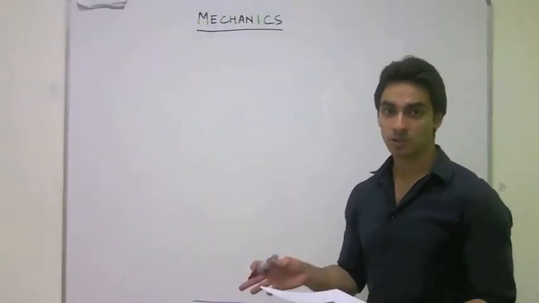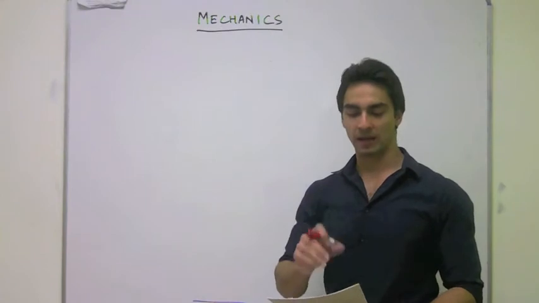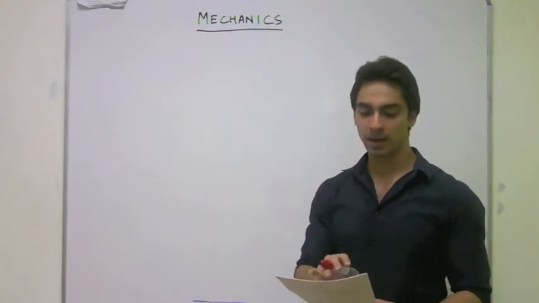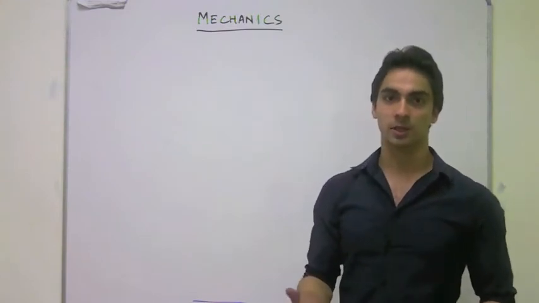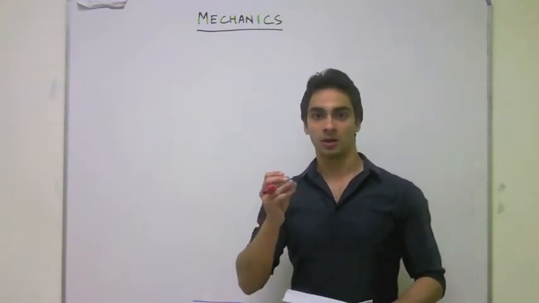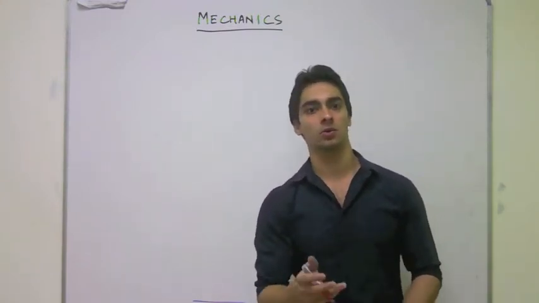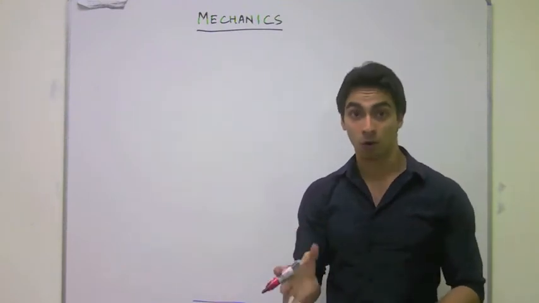Alright, chapter 2 is mechanics. The first portion of mechanics is kinematics. Kinematics is the section that deals with displacement, velocity, distance, speed, etc. All kinds of calculations that don't involve the mass of the object involved.